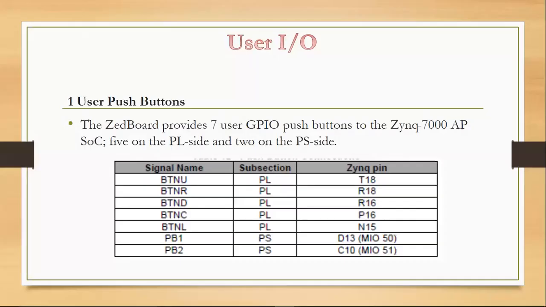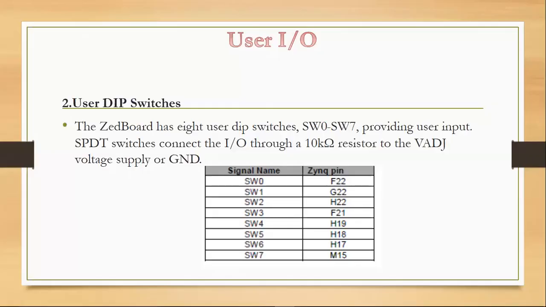Coming to the user input output pins, we mostly use the push buttons, slide switches, and LEDs. The push buttons and slide switches are used as inputs, and the LEDs are used as outputs. Here, the board provides seven user general purpose IO push buttons: five on the programmable logic side, and two on the processing side.